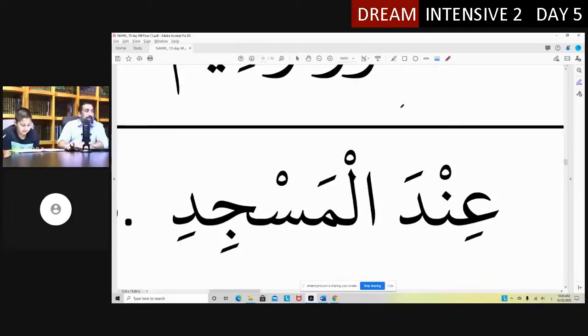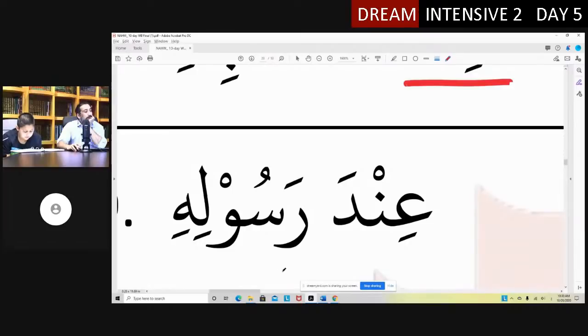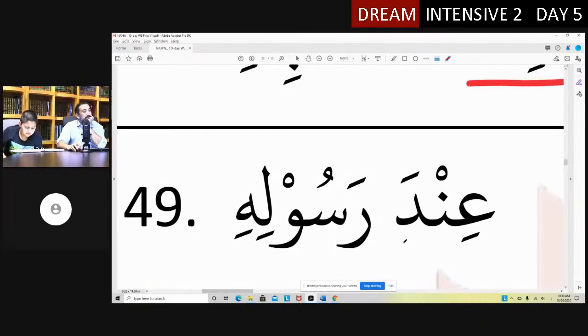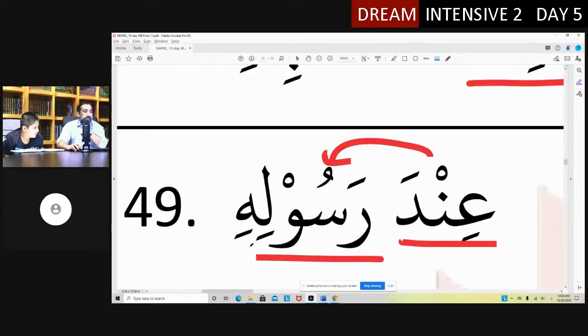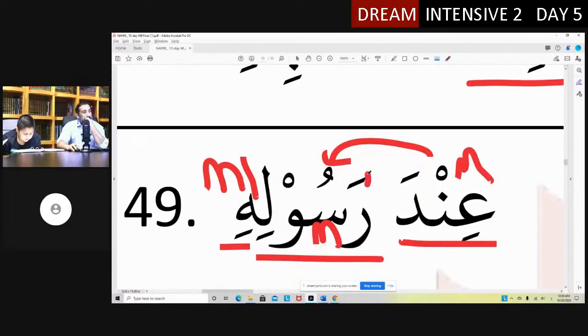عند المسجد. This is mudaf and mudaf ilayh, because inda is a special mudaf from that list. And you can see it works. There's something else going on. That's a special mudaf, which means Rasuli is definitely mudaf ilayh. And Rasuli is attached with a pronoun, and whenever you get that, you get a mudaf and mudaf ilayh. So Rasuli is both.